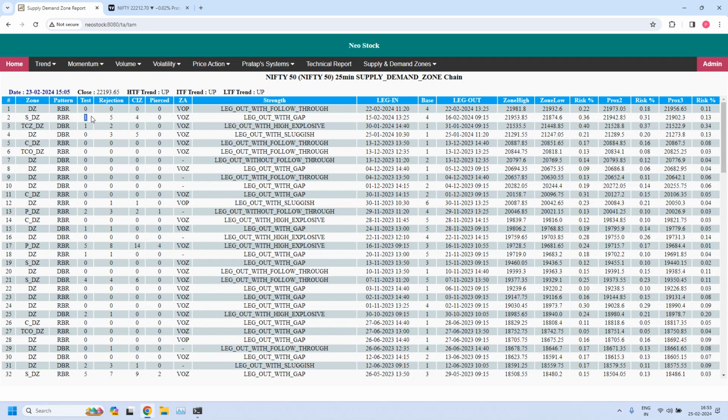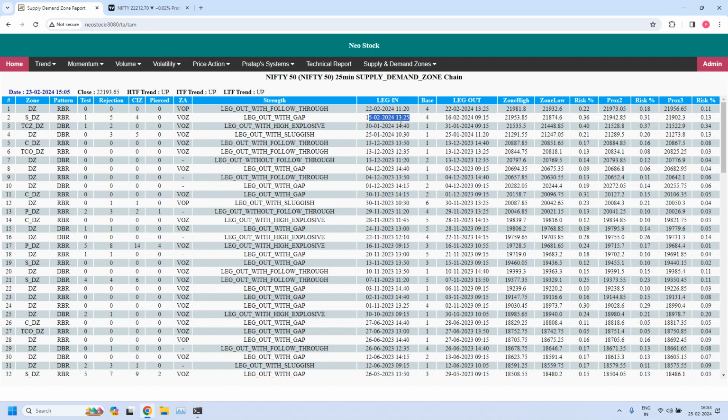It is already tested once. See how many rejections, 5 rejections from this area. So that means there is a strong order flow. Then only we see these many rejections. Okay, where is it? This is the 15th February, 15th February at 1 o'clock, 25 minutes candle, afternoon.